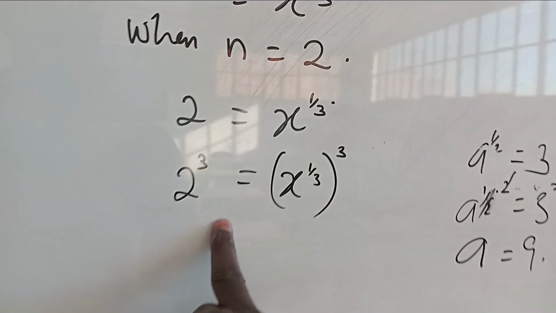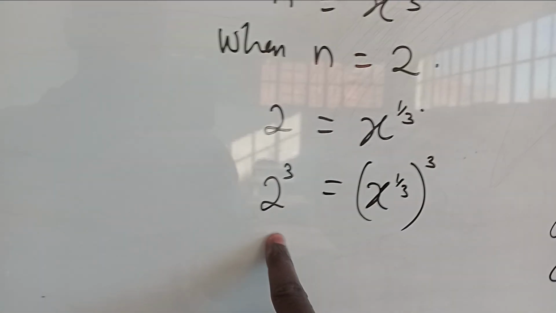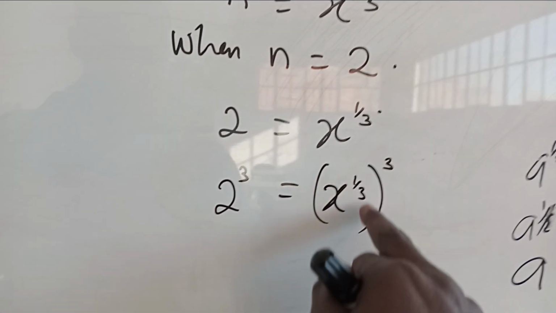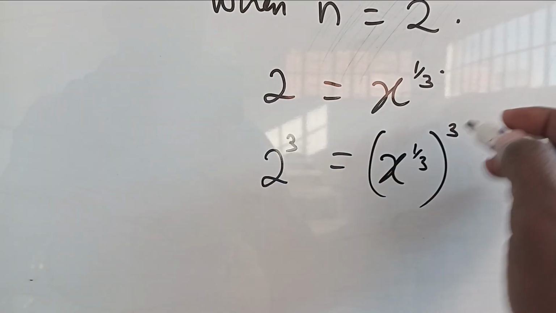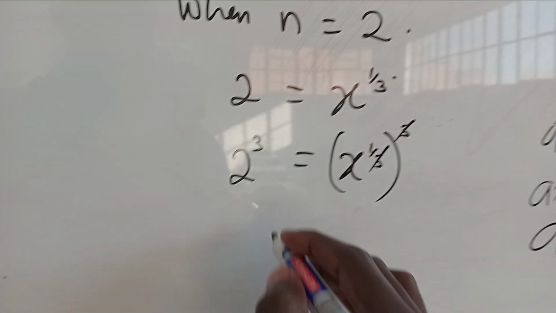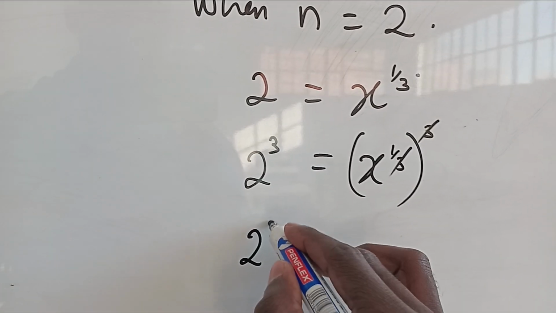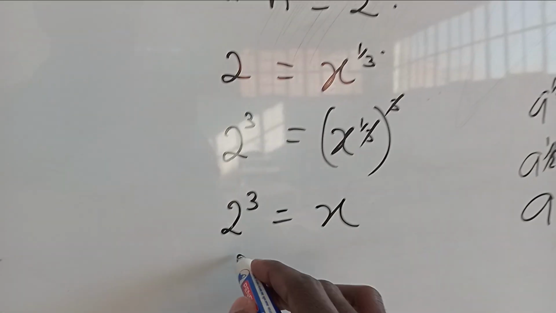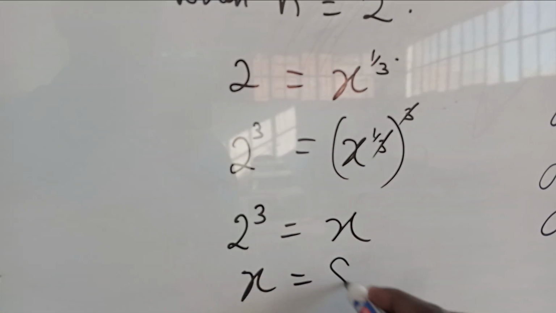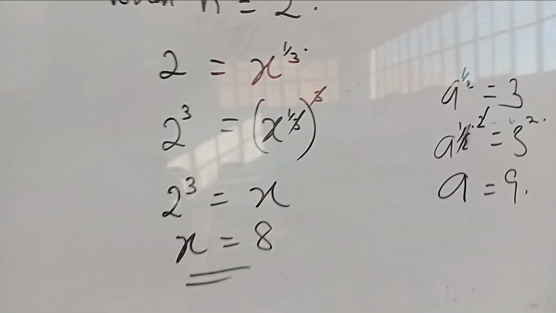The same thing is what we apply here. We have 2 raised to the power of 3 equals x raised to the power of 1 over 3, everything to the power of 3. So this can easily cancel out this. So I therefore have 2 raised to the power of 3 equals x. So my x equals 8.